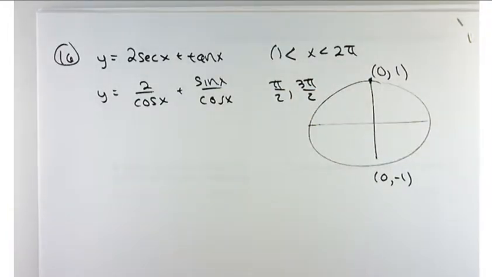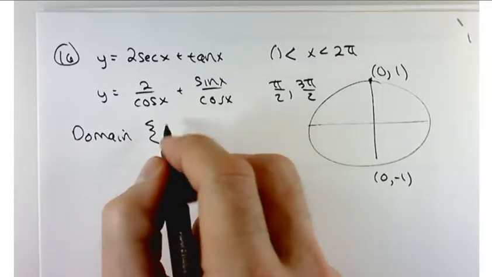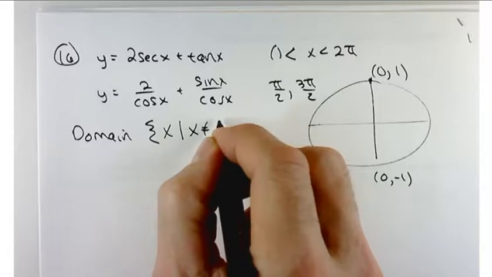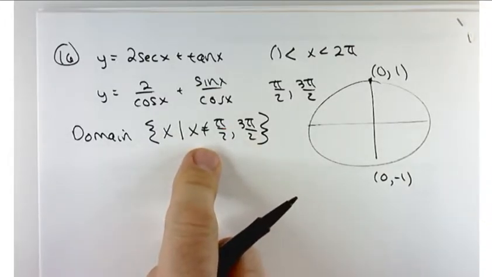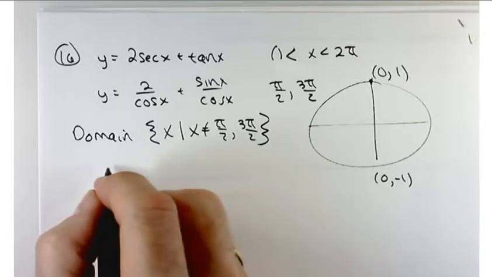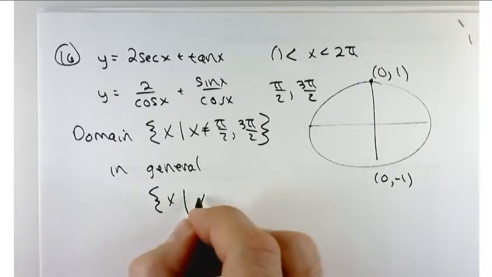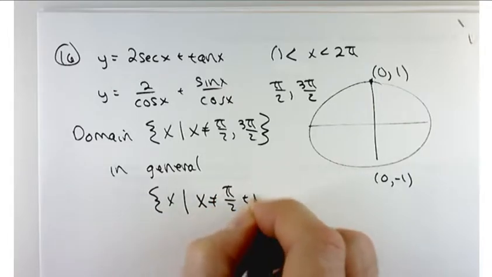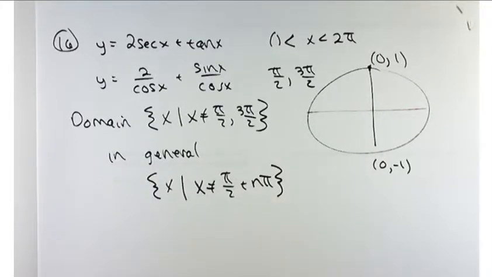It's important to notice this because these can't be critical points. They are not on your graph. If they're not on your graph, they can't be a critical point. So you want to keep that in mind. So the domain is everything except pi over 2 and 3 pi over 2. If you have to write that more generally for something outside that interval, in general, it's going to look like this: the set of x such that x is not equal to pi over 2 plus n pi, where n is an integer. Basically, that's going to be all your odd multiples of pi over 2.